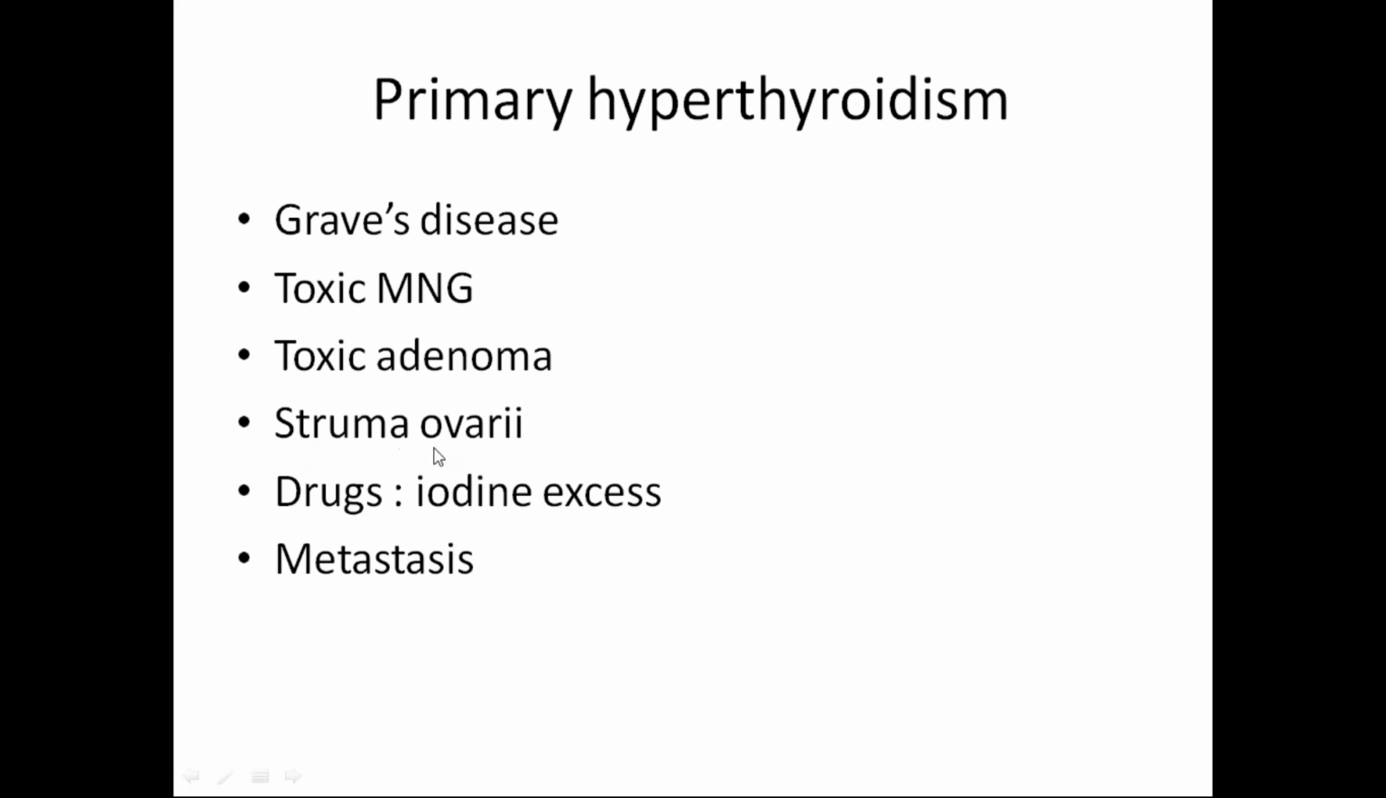Another example is struma ovarii. This is an ovarian teratoma which has an ectopic thyroid gland. It can also be due to the intake of drugs. One of the most common causes of primary hyperthyroidism is taking excess iodine, and this is called the Jod-Basedow effect, which means that due to the excess iodine in the body, excessive thyroid hormone will be produced. And lastly, metastasis. It can be a metastasis from another organ, like lung carcinoma or bone carcinoma. When it metastasizes to the thyroid gland, then also it causes primary hyperthyroidism.